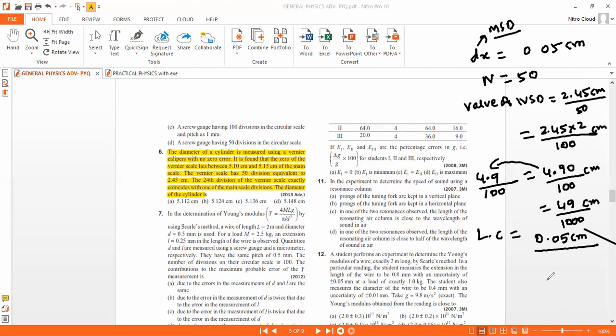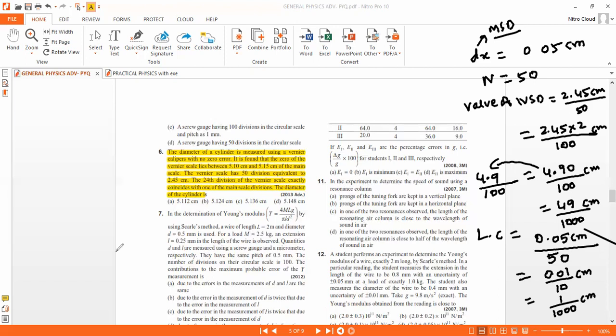Now what is the least count? 0.05. Number of divisions is 50. So how much will we get? 5 into 10 power minus 2 by 50, 0.01 by 10 centimeter. That is approximately 1 by 1000 centimeters.